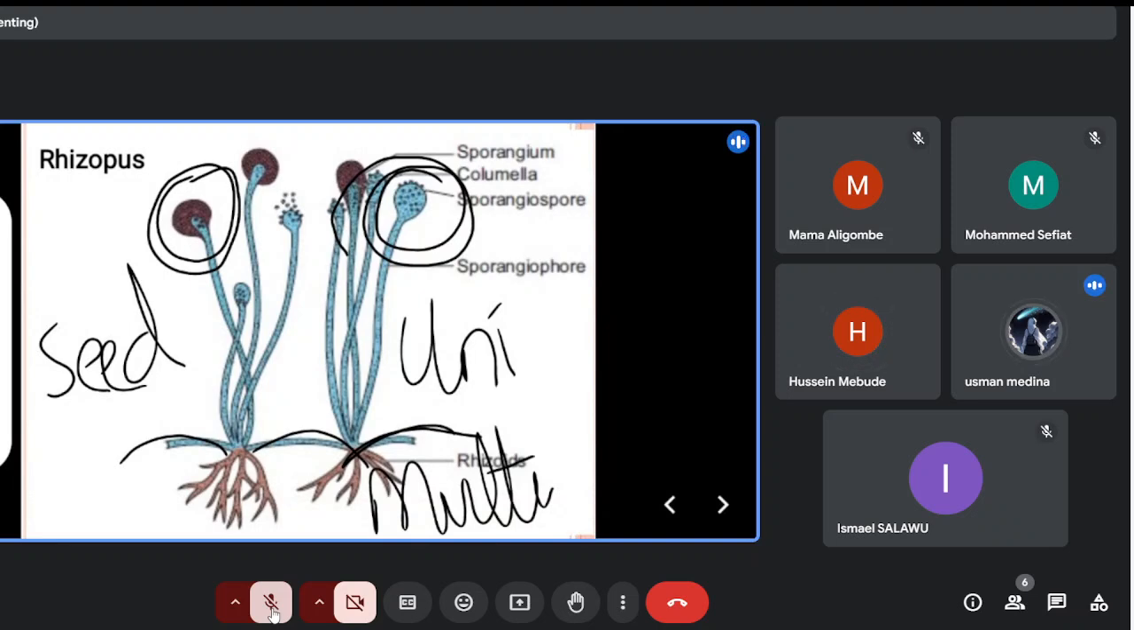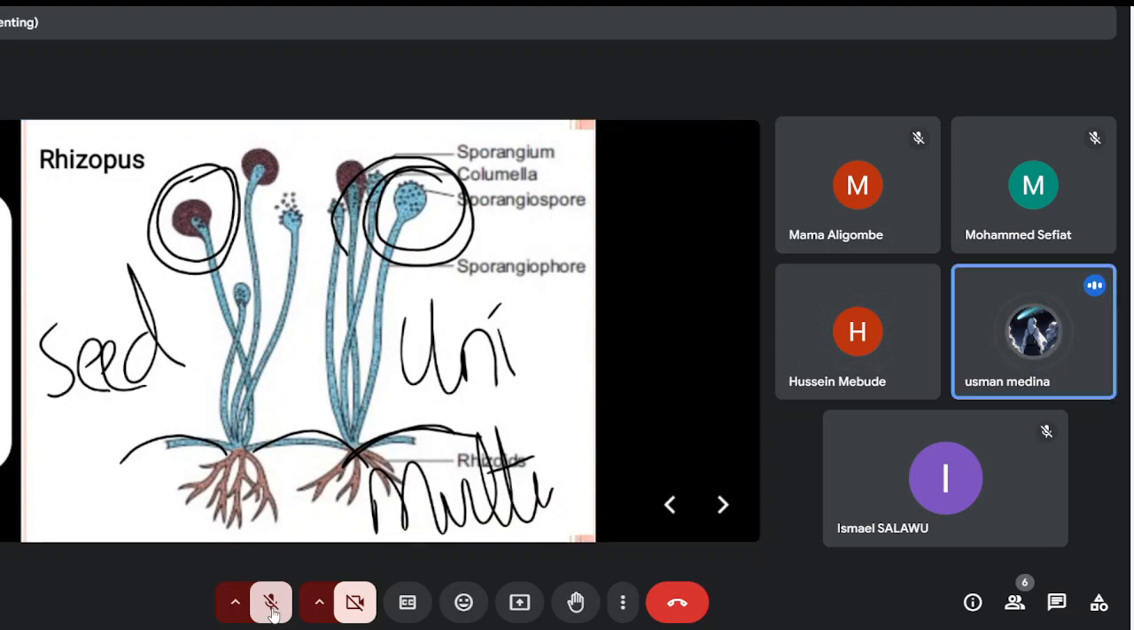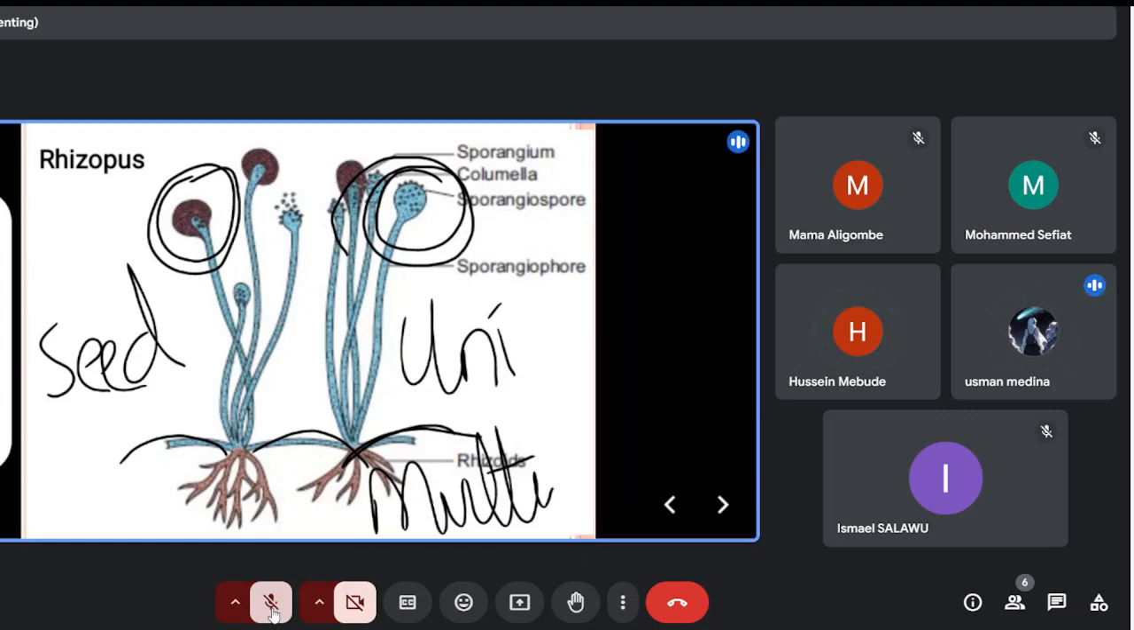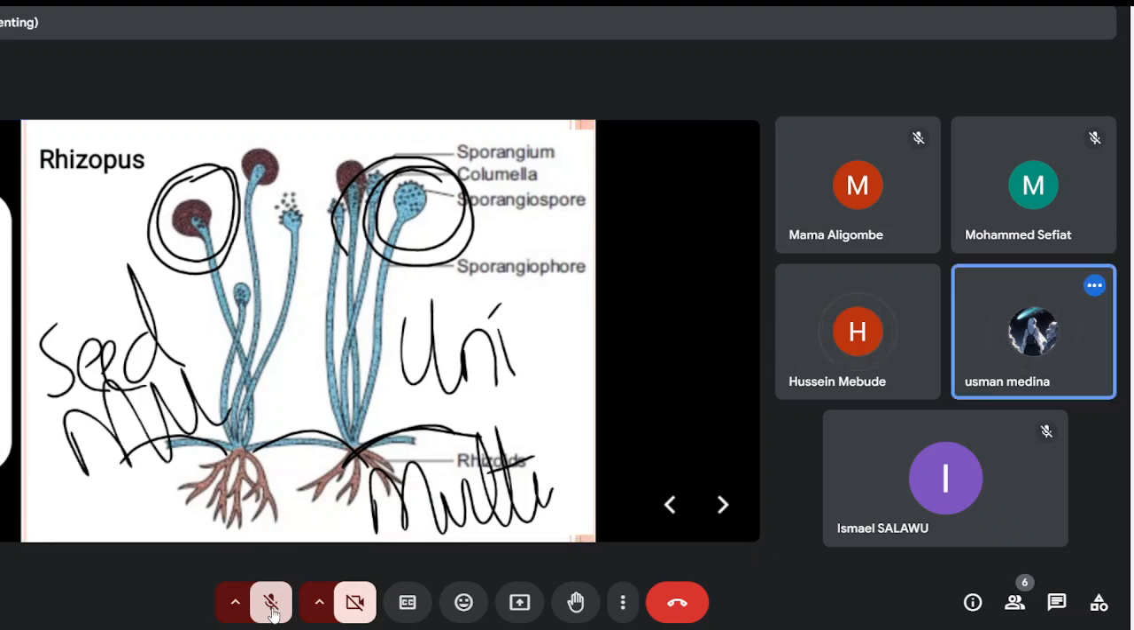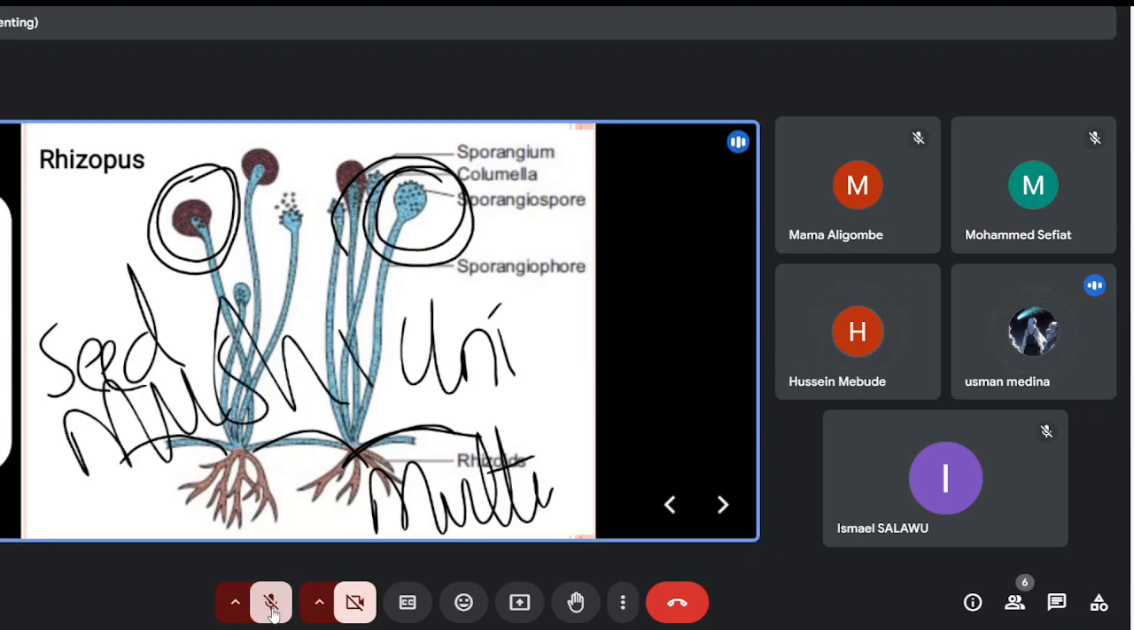We say some of them could be unicellular, and I asked for an example of unicellular fungi. Yes. Did someone say yeast? That is correct. Unicellular fungi are known to be yeast, while multicellular include the one we have here, rhizopus. We have mushroom, the popular mushroom, and there are edible ones among them.